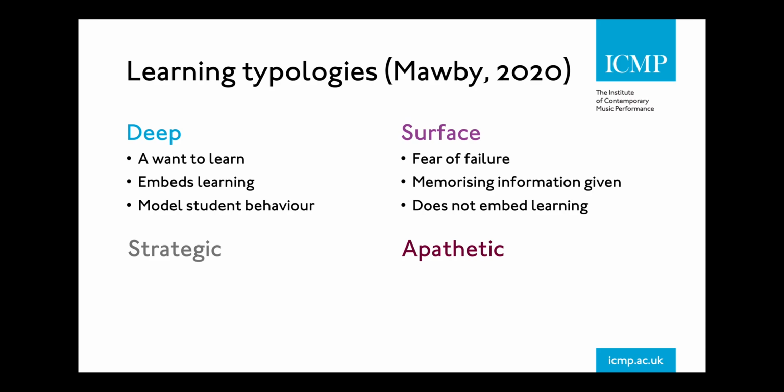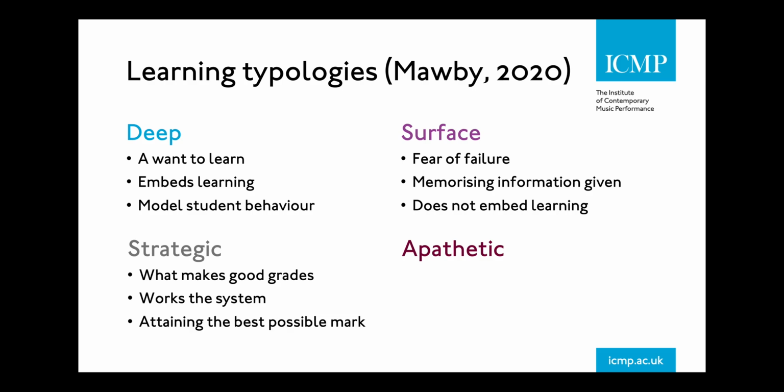The strategic approach is a student who wants to succeed, but does so by finding what makes good grades. Essentially, the student aims to work the system. The strategic learner, much like the surface learner, is unable to apply their learning elsewhere as their main focus is attaining the best mark possible. The apathetic approach is a learner who drifts into higher education. They do not engage with their education, but they also have a personality type that indicates a general lack of interest.